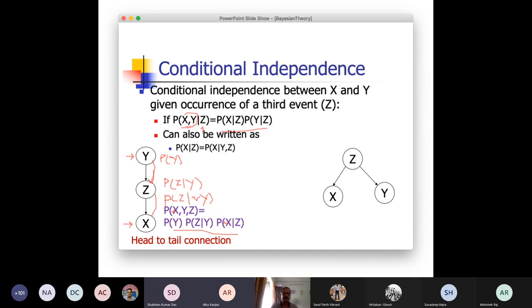Is it clear? Yes, sir. Here you have to specify x given z.